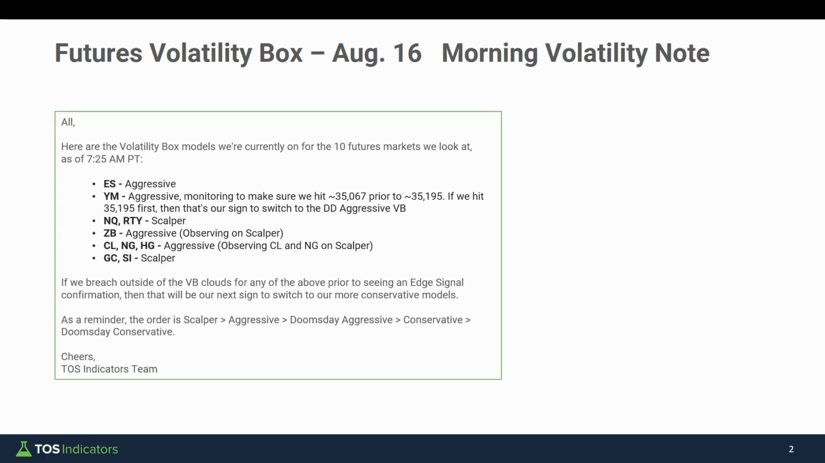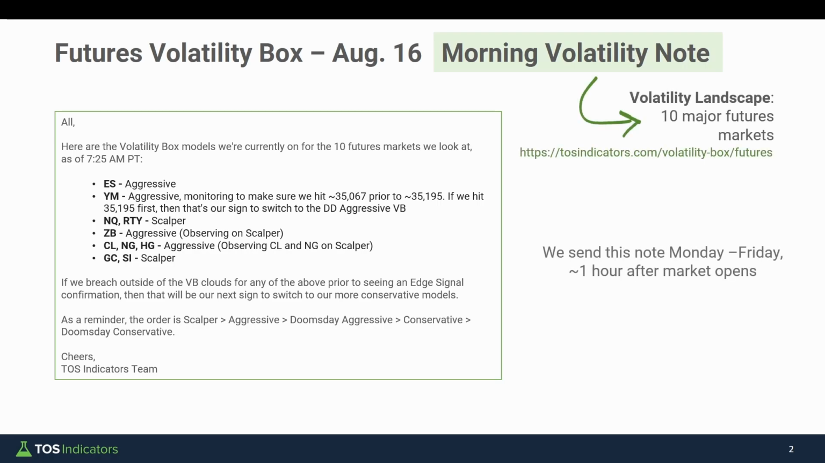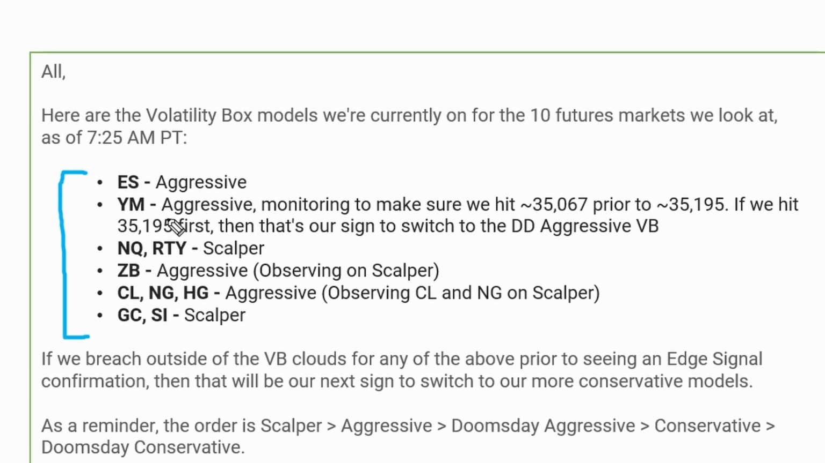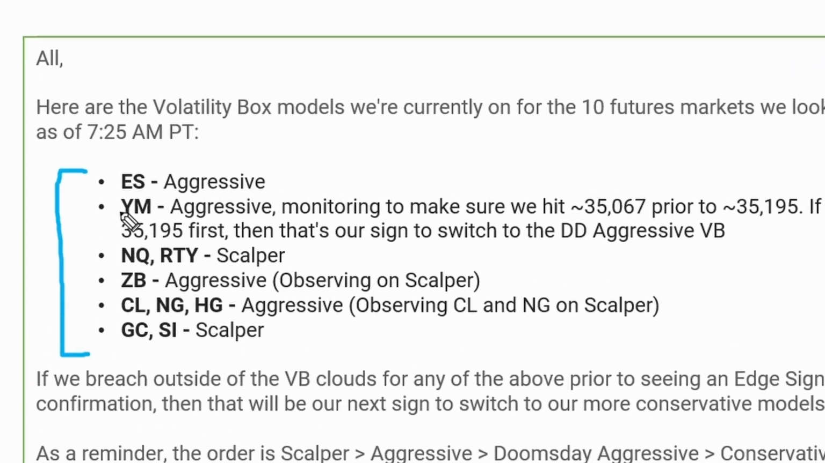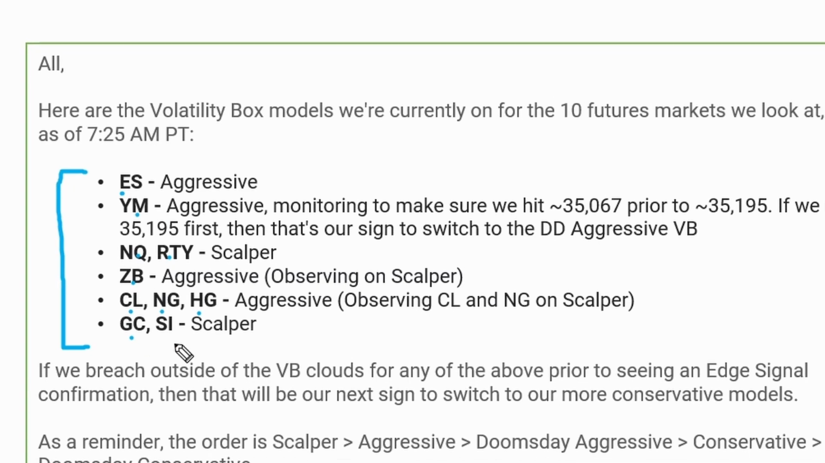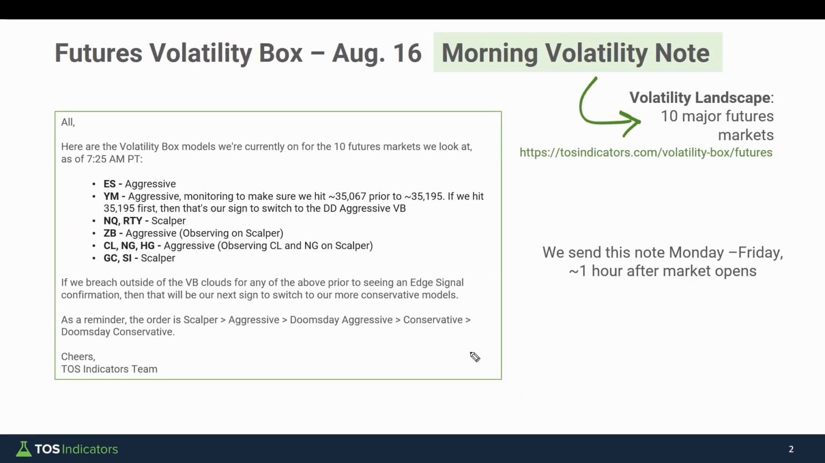Now if we start by taking a look at the morning volatility note that we sent out to all of our futures Volatility Box members, this is what our morning volatility landscape looked like. The morning volatility note contains our 10 major futures markets and what the volatility landscape looks like for each of these markets. That includes the 4 major indices, the S&P, the Dow, the NASDAQ, and the Russell, the 30-year note, crude, natural gas, and copper, and finally gold and silver.